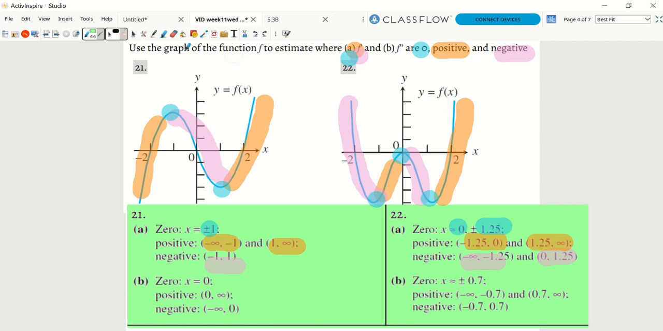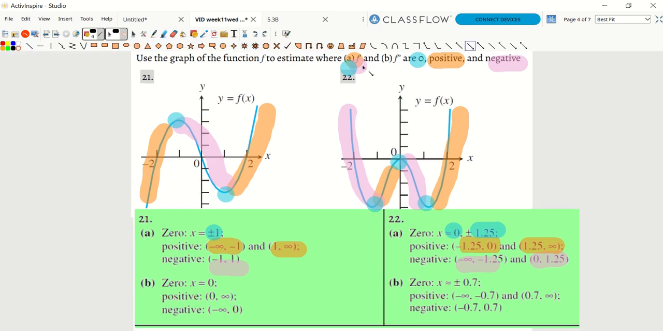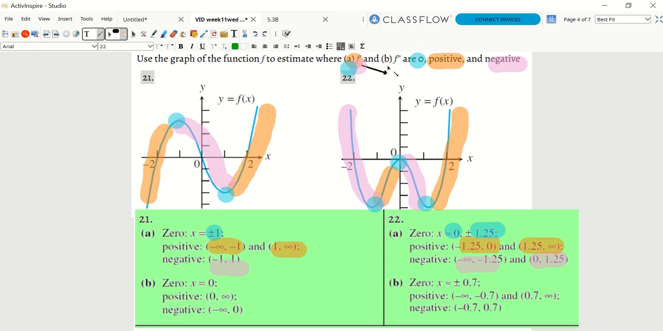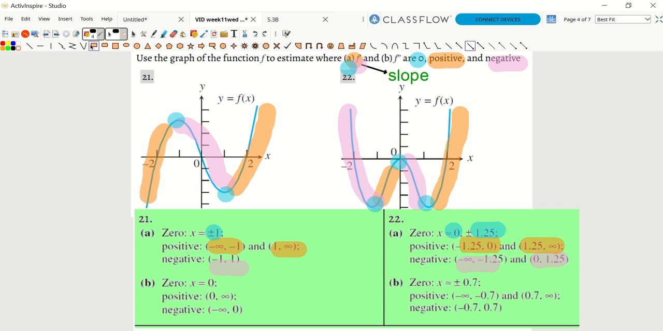If you're given f and you want to find some features of f prime, that's easier than f double prime. Both are easy, but I feel that f single prime is the easiest. Remember, f prime literally means slope. So really, it's asking where is the slope positive. The slope is positive at the oranges, at the orange highlights.